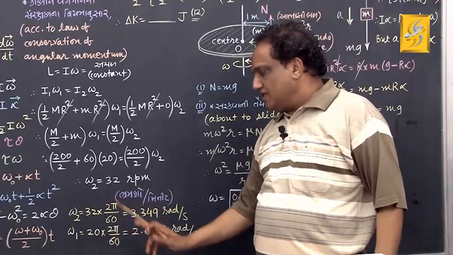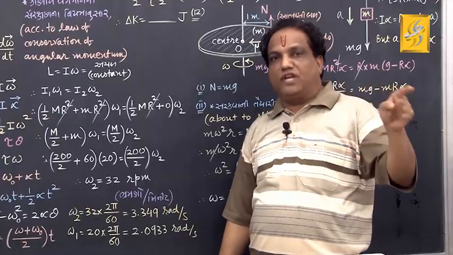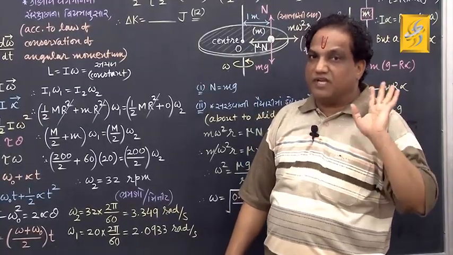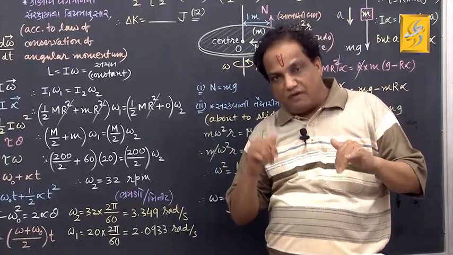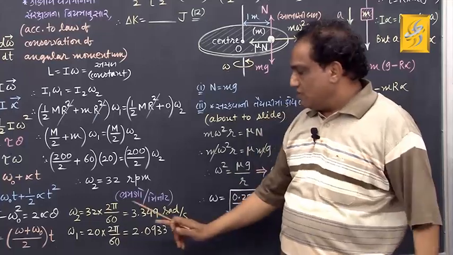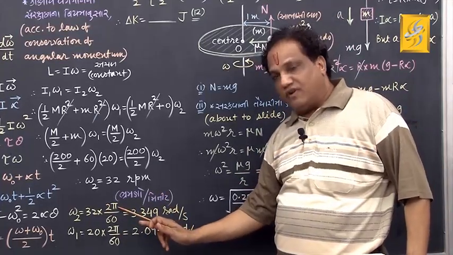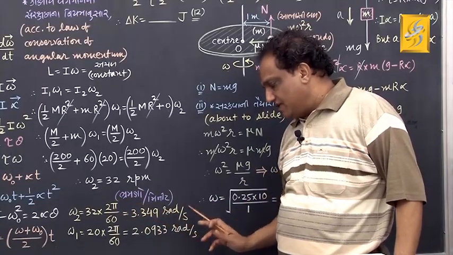Omega 2 is right now 32 rpm, rotations per minute. If you want to convert into radian per second, remember, multiply by 2 pi divided by 60, because one rotation is 2 pi radian divided by 1 minute, and 1 minute is 60 seconds. So multiply by 2 pi divided by 60. Put pi value 3.14. Simplify, answer is 3.349 radian per second.